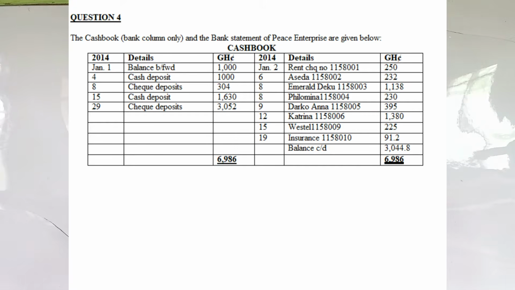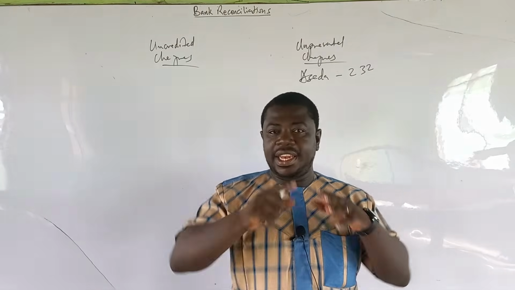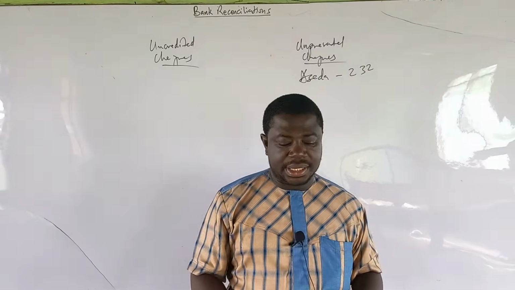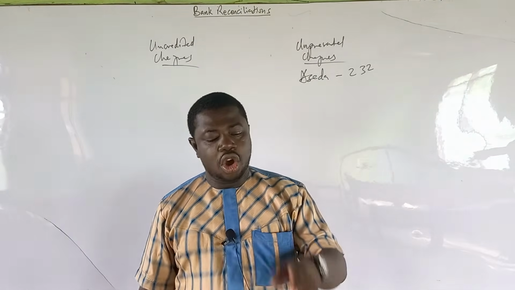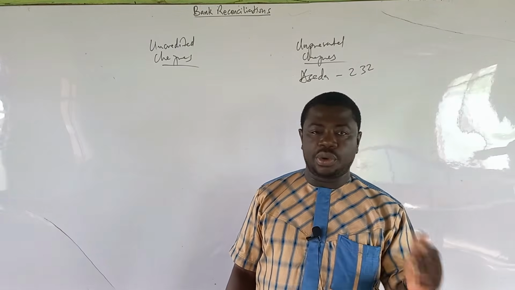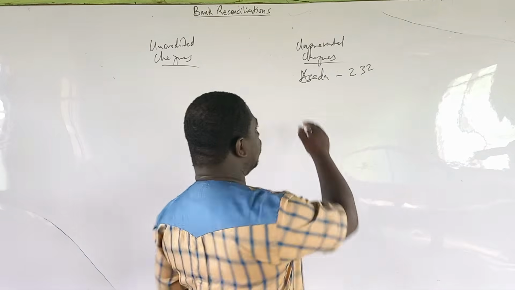Let us look at the next one on the credit of the cash book. Philomena, 230. We come down there and we realize that there is no 230 for Philomena. Yes, there is a 230 on the debit of the bank statement, but that is a standing order. The figures may be the same, but it doesn't necessarily mean it's the same check. This 230 on the debits of the bank statement is a standing order, which we are going to use later. So it means that Philomena's check is an unpresented check.